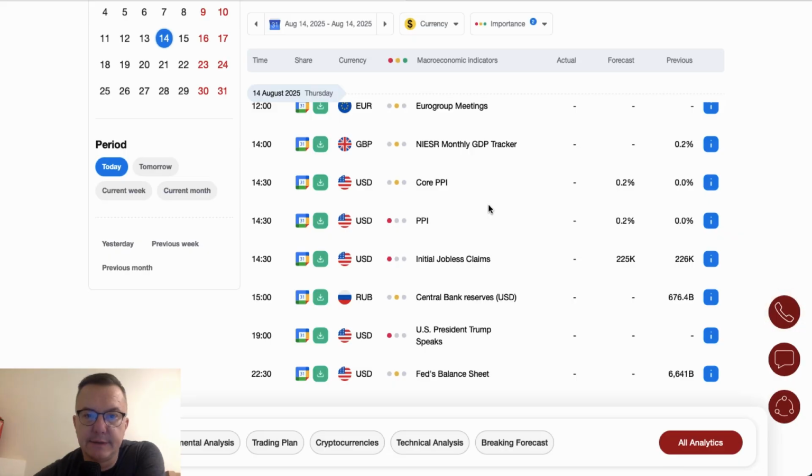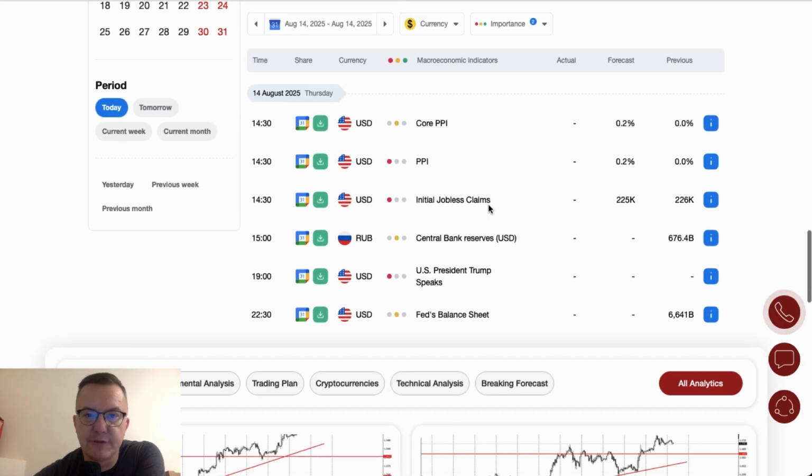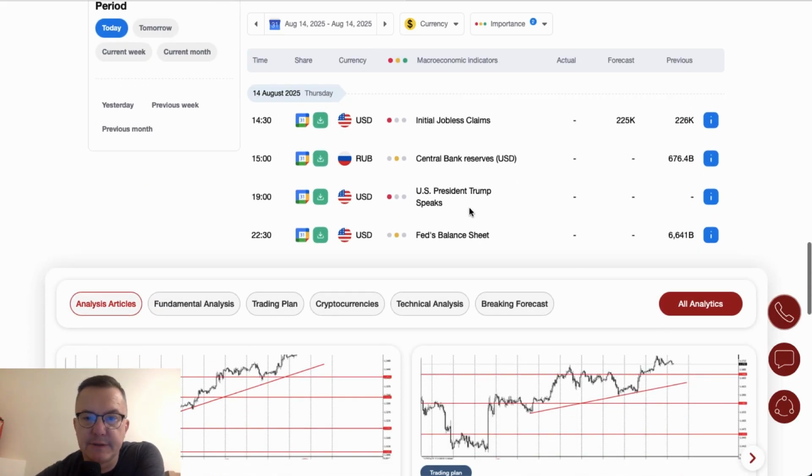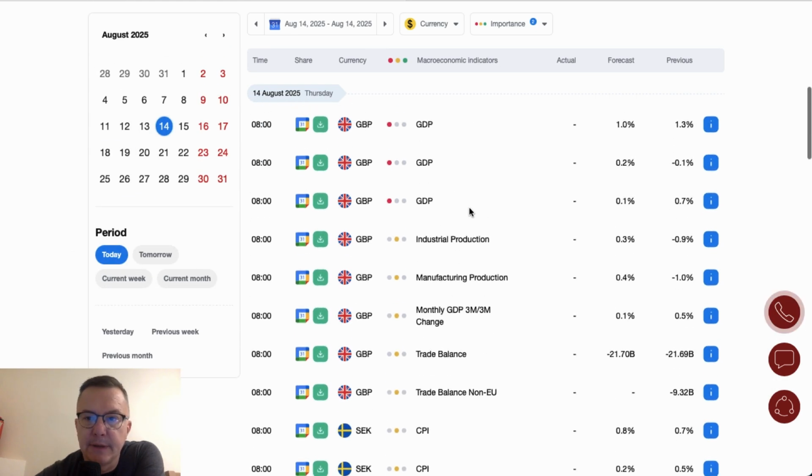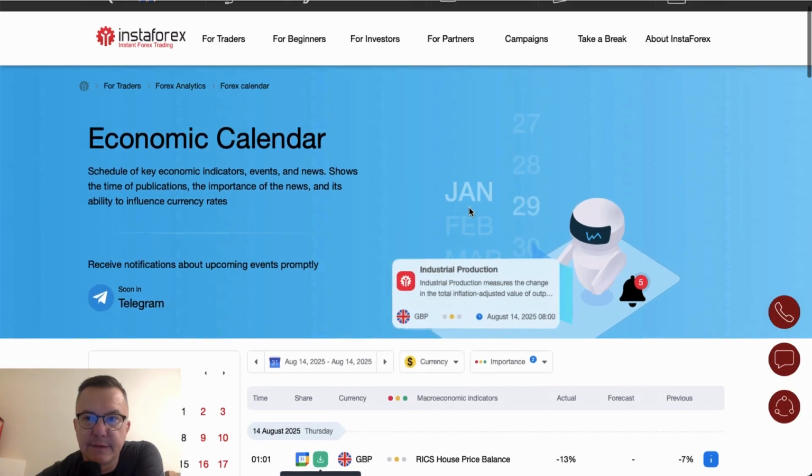Then we jump straight to the US session. PPI and core PPI data from the US are scheduled for 2:30 together with the initial jobless claims. US President Trump will give a speech at 7 o'clock, and then at the end of the day we got the Fed's balance sheet scheduled for release at 10:30. And that's about today's Forex calendar.